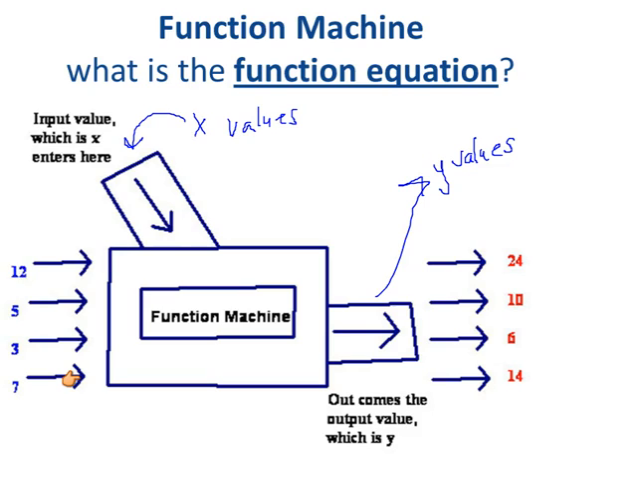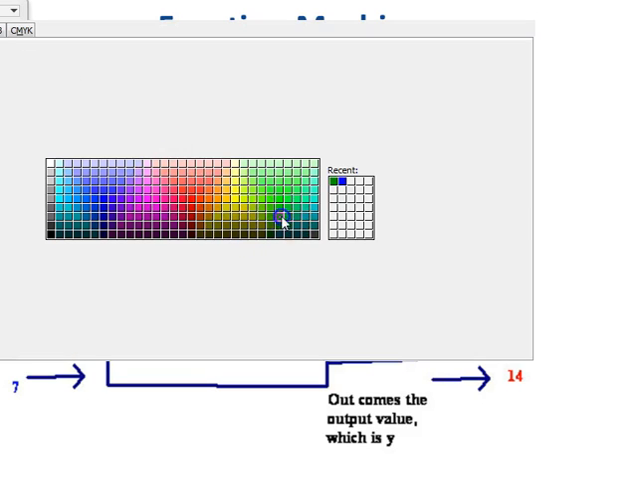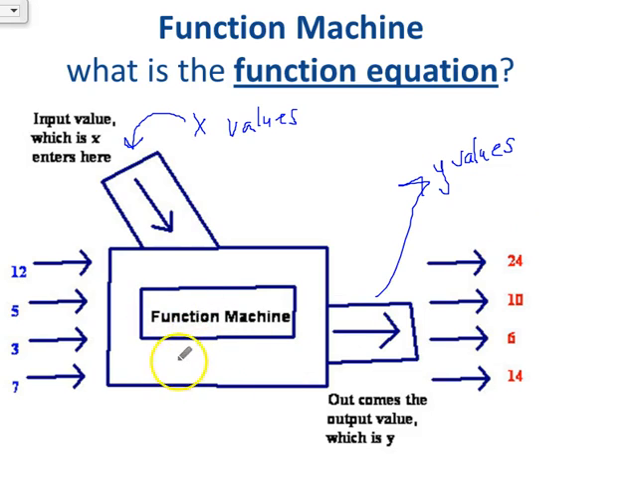Can you guys think of a pattern that's happened to all of our inputs to get our outputs? If you said that each number is doubling, that is a great pattern. So what we could say is that our pattern is going to be 2x. That would be our function, 2x. And the way that we would write that would be y equals 2x.